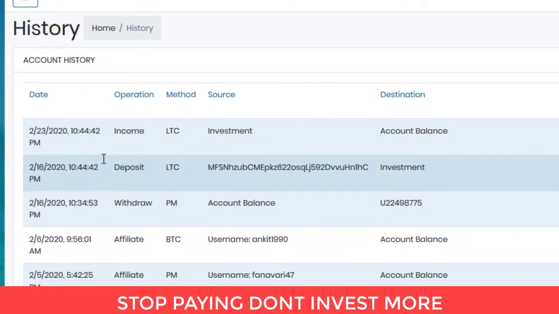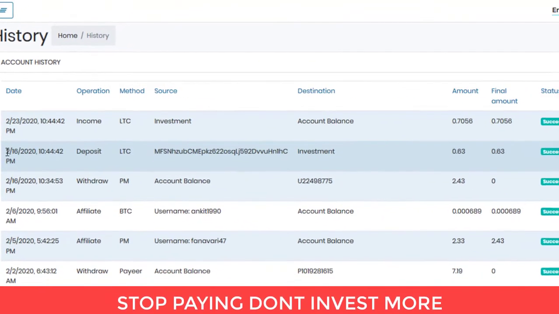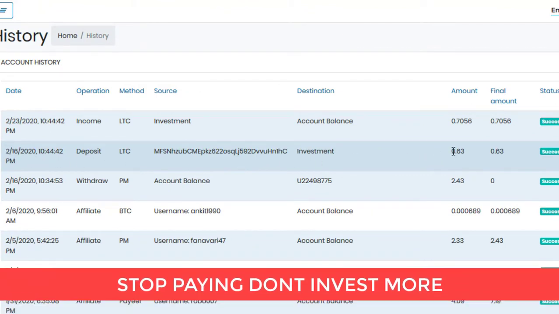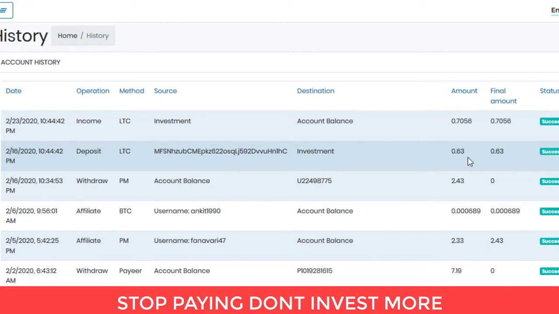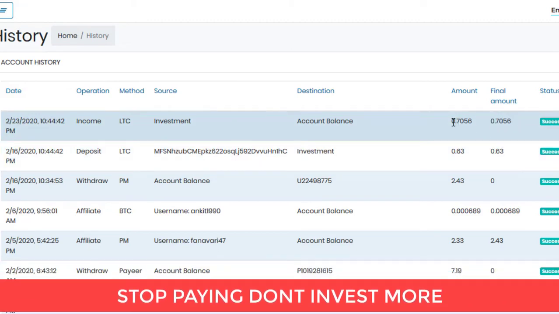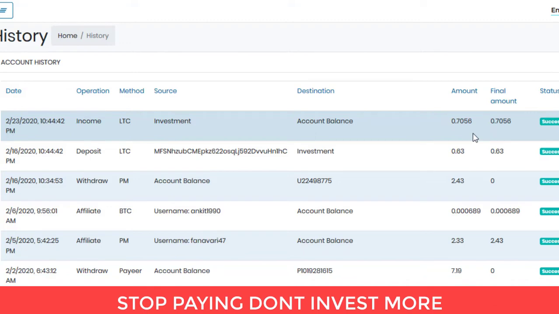I am showing you my history. You can see I deposited into this website on 16 February 2020, through Litecoin 0.63, almost $45. And after 1 week, on 23 February 2020, my amount was received. You can see my balance is now showing 0.7056.